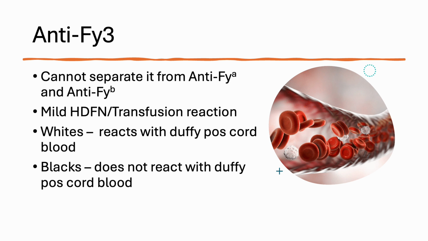In white individuals, anti-FY3 will usually react with the Duffy positive cord blood cells because most of those express FYA and or FYB. In black individuals, anti-FY3 does not react with cord blood that is Duffy positive. This may be due to the fact that some black donors carry that GATA mutation that silences antigen expression on the red cells, but not in those other tissues.